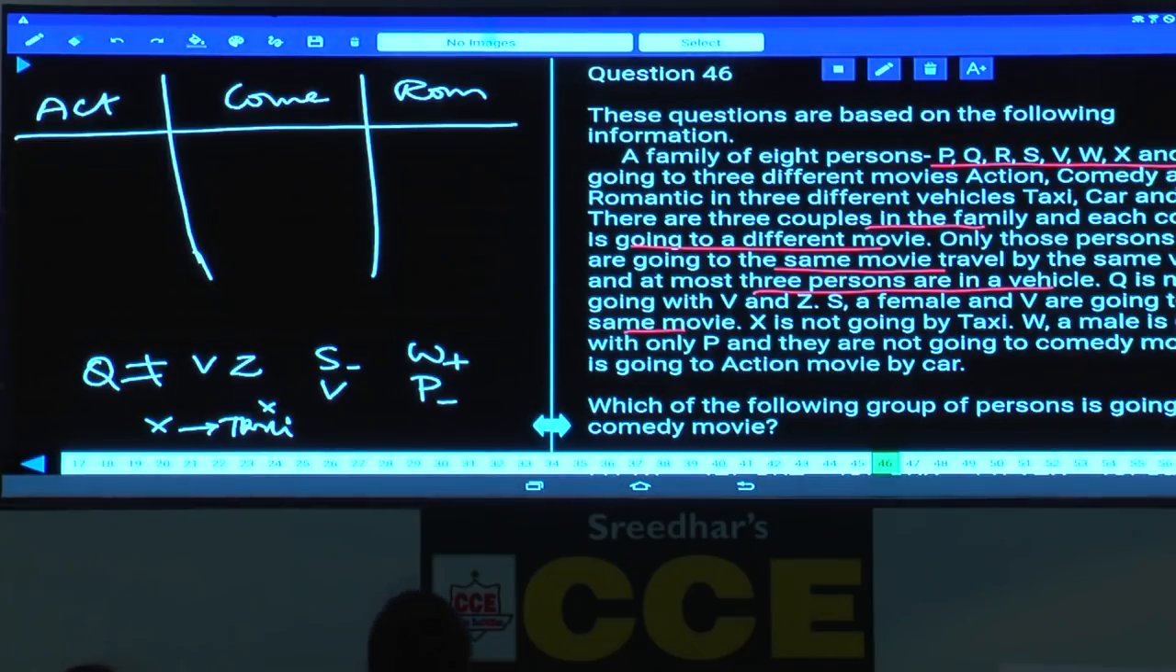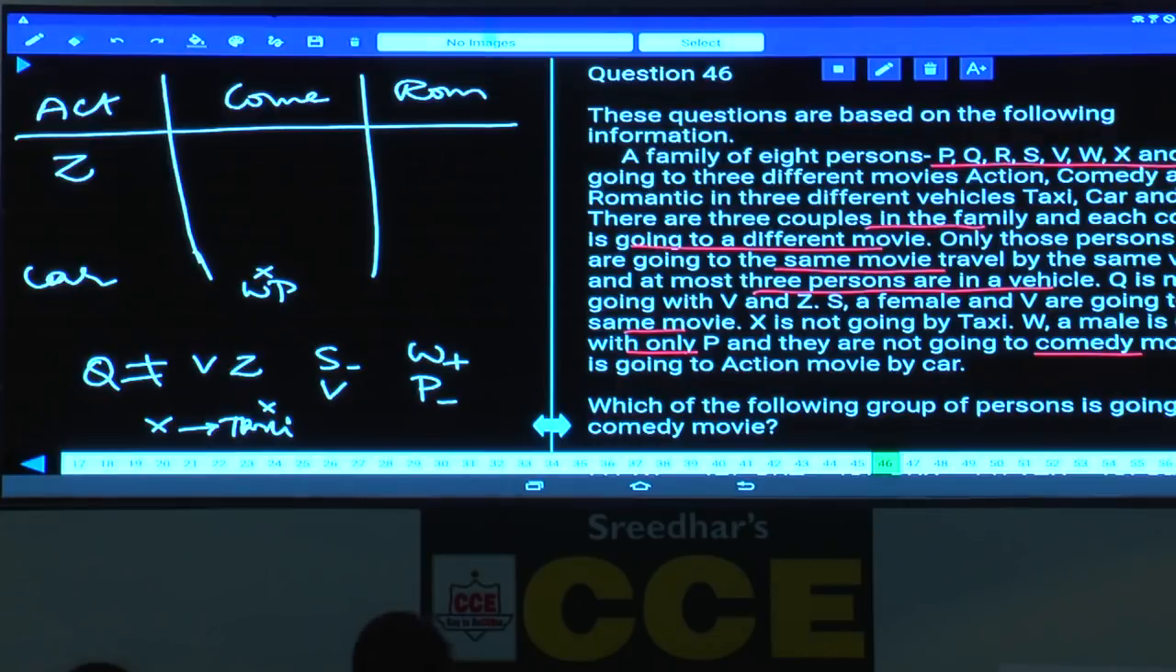Hence W and P are going to the same movie, W going with only P, and they are not going to comedy. Hence W and P cannot go to a comedy movie. And W and P can be either action movie or romantic movie. And they are not going to comedy movie. Z is going to action movie by car. Now Z, what is the vehicle here? Car.